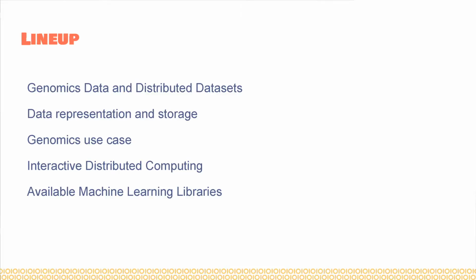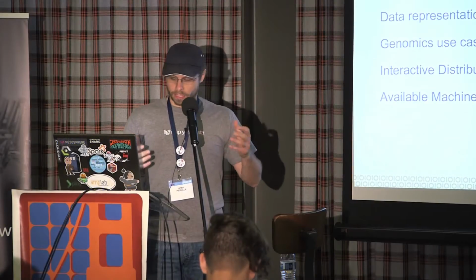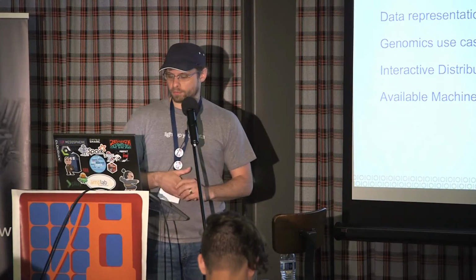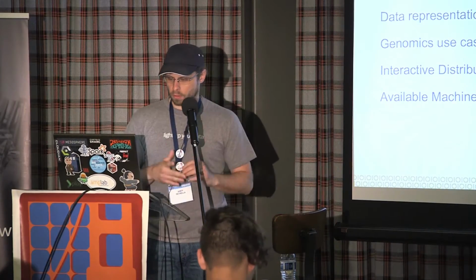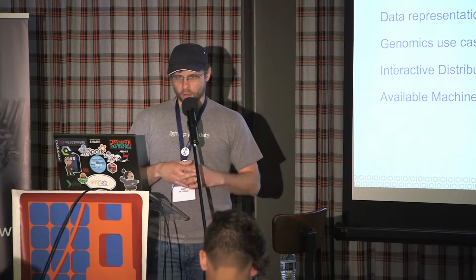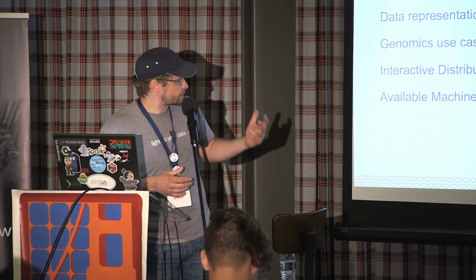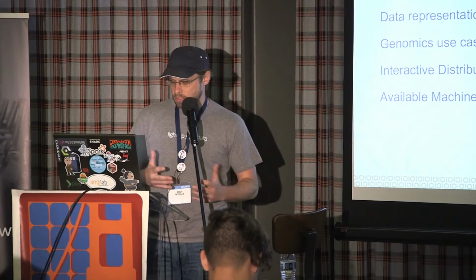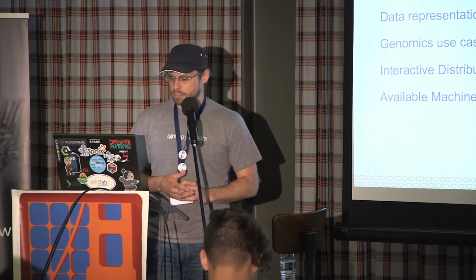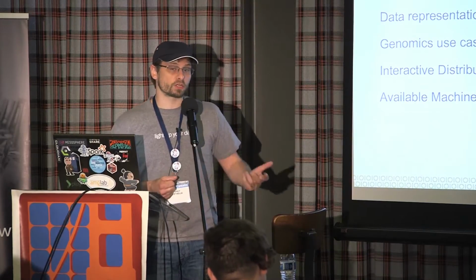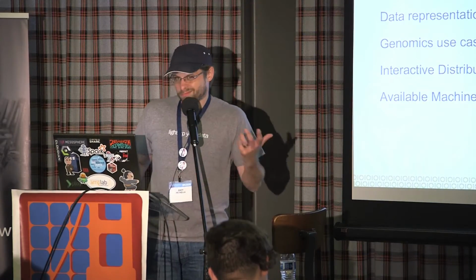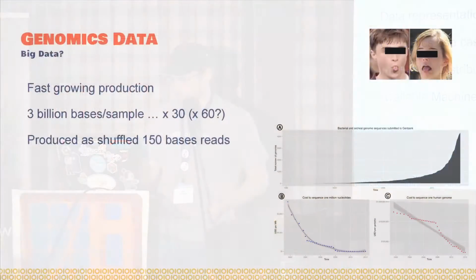So the lineup for today, very quickly. I'm going to talk about genomics data, what it is, why we need distributed data sets. Also, what kind of data representation and storage we might need for this information. We'll take a look at a genomic use case, pretty common, let's say, what we can do with this interactive computation to target and solve this use case, and finally, what kind of machine learning libraries you may use with genomics today, but that you might not have envisioned so far.